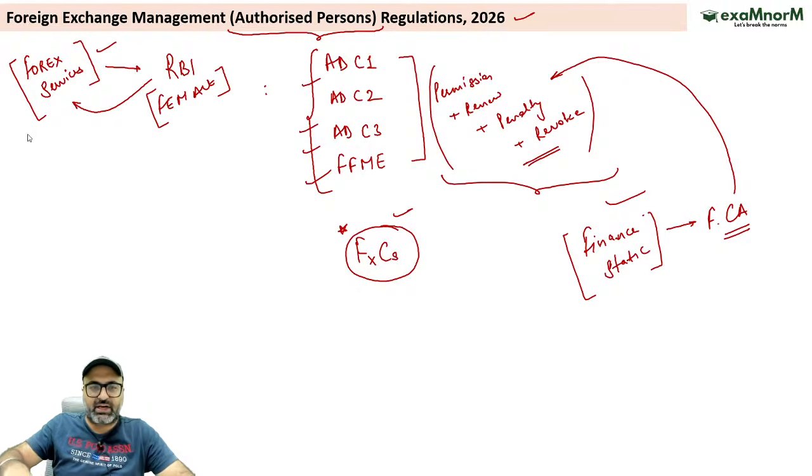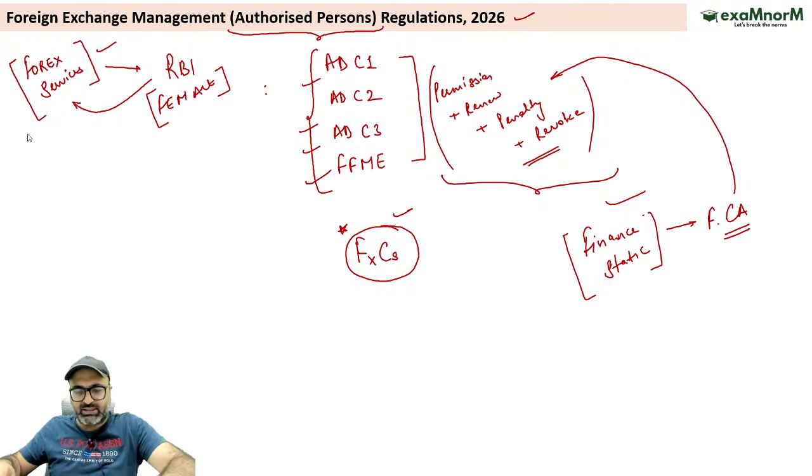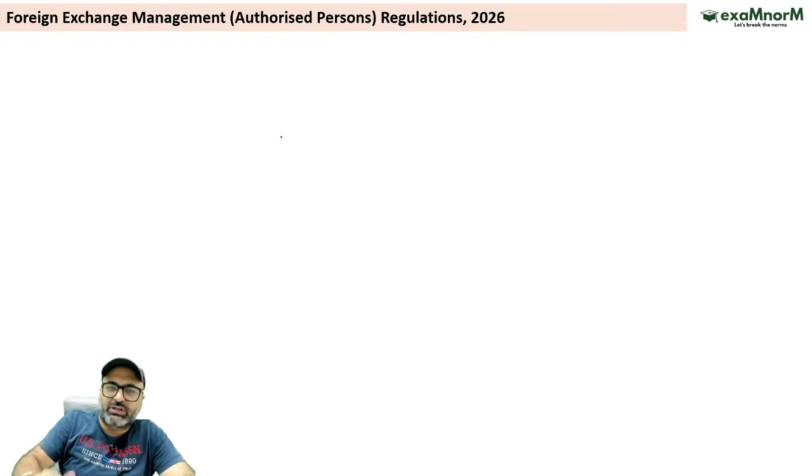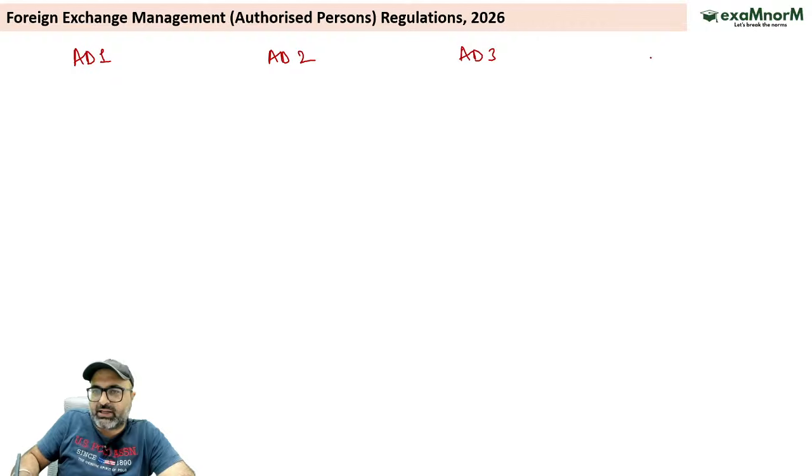Ready? Okay. I would start my discussion with the very first term, which is: what do you understand by these 4 categories? I'll quickly give you an overview. First one is Authorized Dealer Category 1, second is Authorized Dealer Category 2, third is Authorized Dealer Category 3, and fourth is Full-Fledged Money Changer.